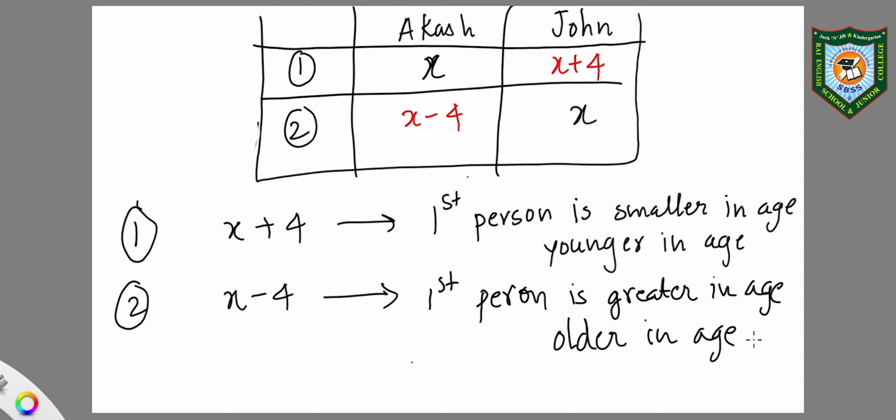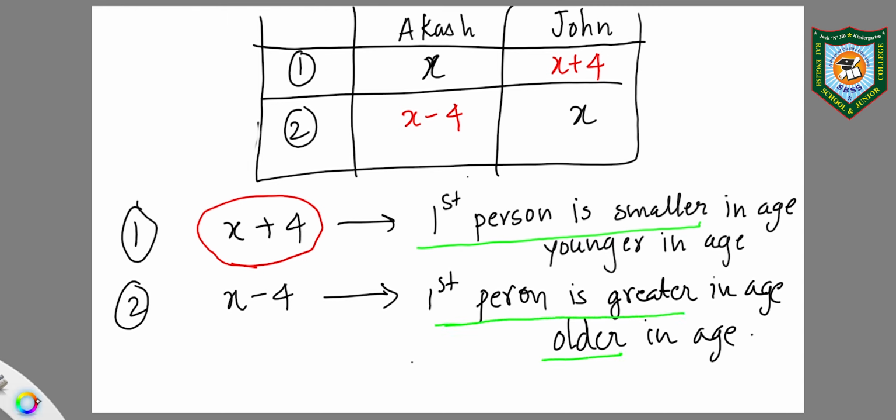Now what is important here is that if the first person is smaller, then I get addition in my second person's age. If my first person is smaller, then I get my second person's statement as X plus 4, and if my first person is greater in age or older, then I get my statement as negative in value for the second person.